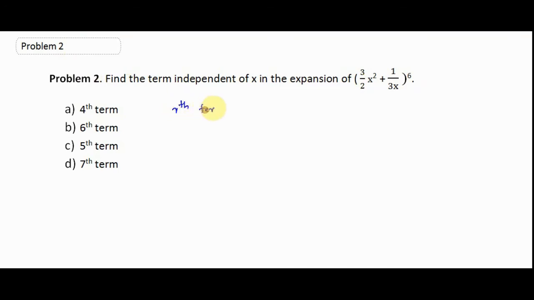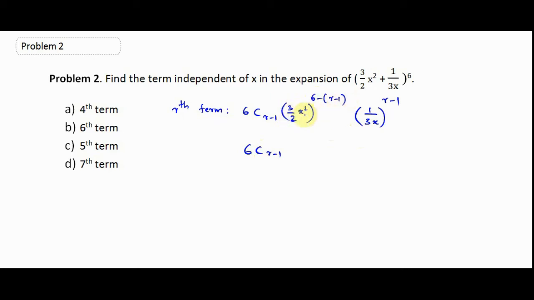The rth term in the expansion will be 6C(r minus 1) (3 by 2 x square) whole raised to (6 minus (r minus 1)) into (1 by 3x) whole raised to (r minus 1). So this is the rth term in the expansion. Now let's try to combine the x terms, and let's try to combine the constant terms. Here we have 6C(r minus 1) into (3 by 2 x square) whole raised to (6 minus (r minus 1)).